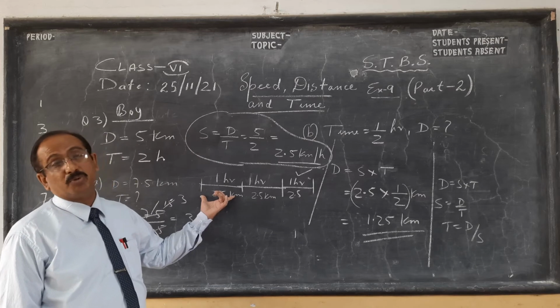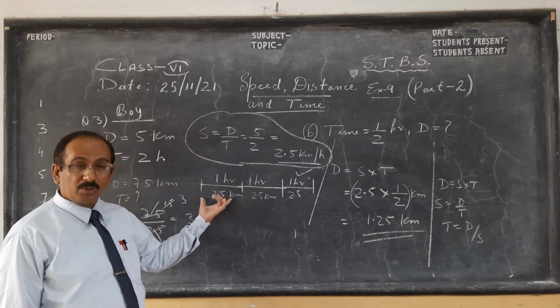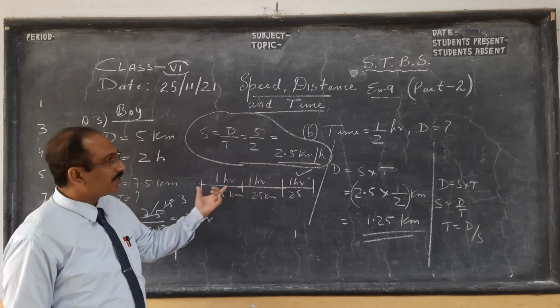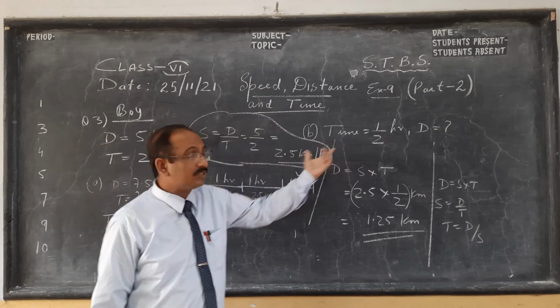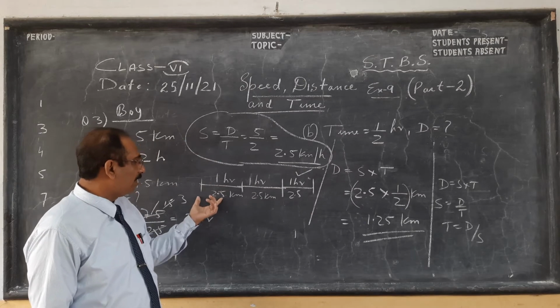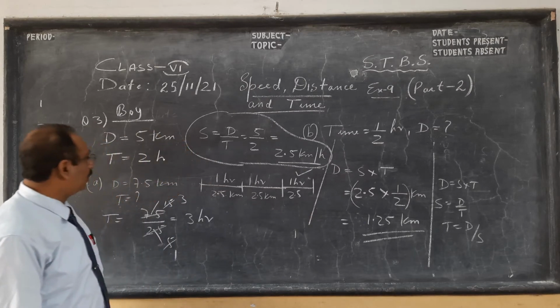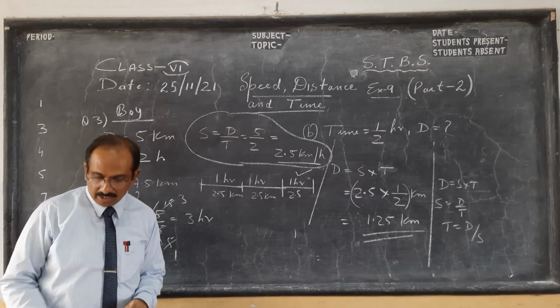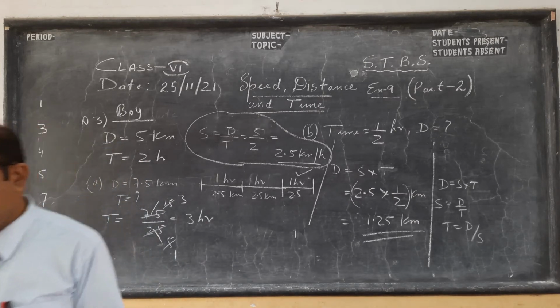In 1 hour he goes 2.5 kilometers, so your answer won't be 2.5 kilometers. Your answer will be half of that. Half an hour. The question is saying how much distance will he travel. So in half an hour he will travel 1.25 kilometers. So this is question number 3, children. Kindly pause the video and copy.